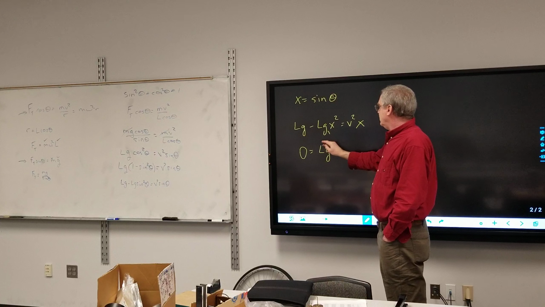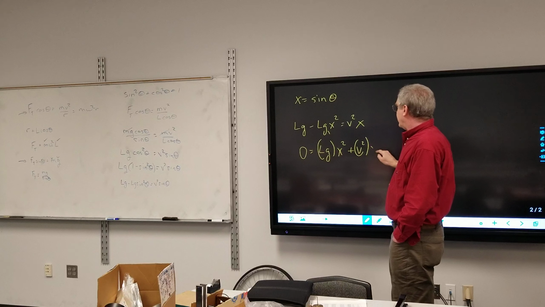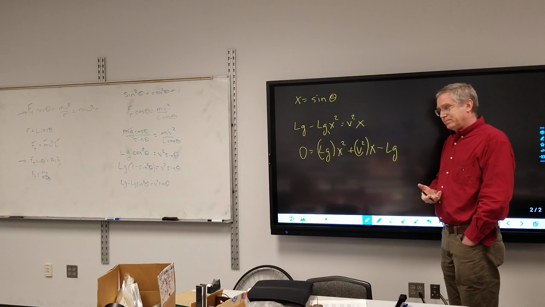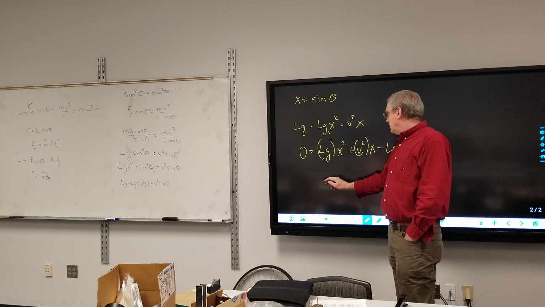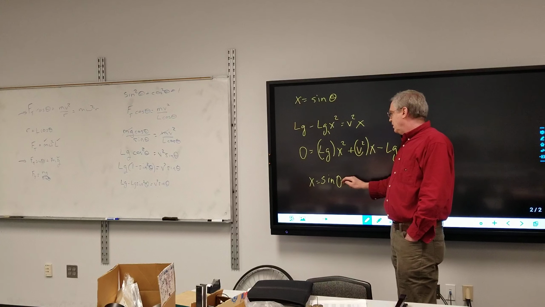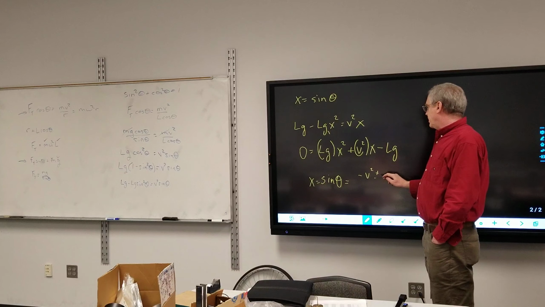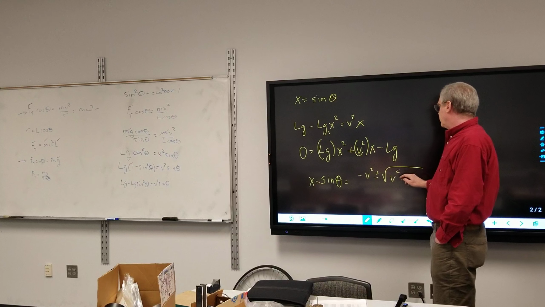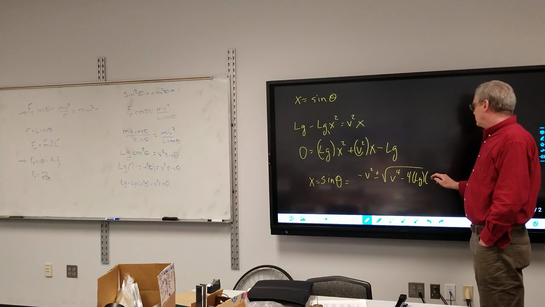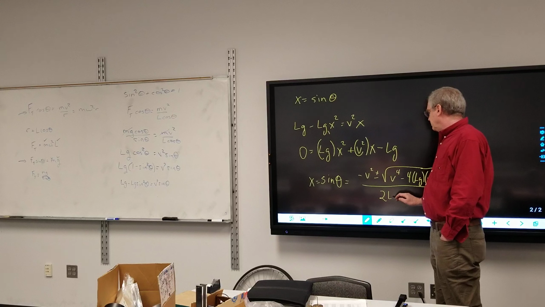So I've got LG x squared plus V squared x minus LG. Quadratic formula. So we'll end up with x, which is sine theta, is equal to negative V squared plus or minus the square root of V to the 4th minus 4 times LG times negative LG, over 2LG.